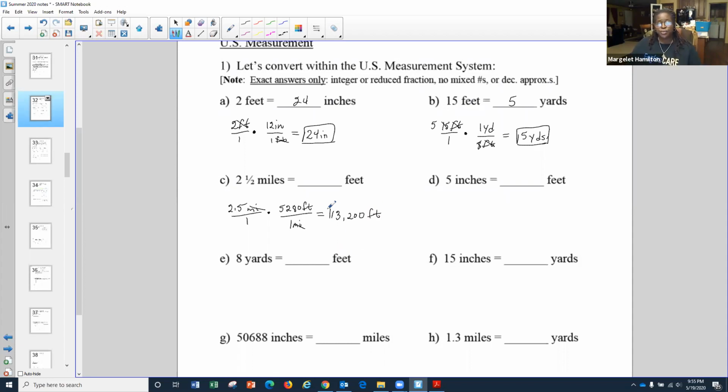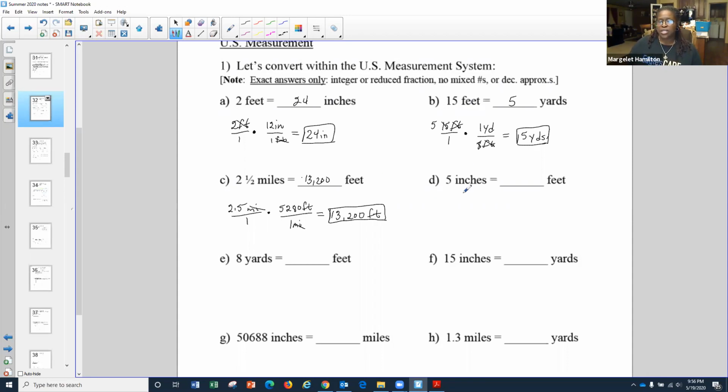Now make sure you use some common thought here. If you put in your calculator and it comes out to be 200 feet, then common sense would tell you there's more than 200 feet in 2.5 miles, right? So you might have put something in incorrectly. You should have a few thousand miles to a few thousand feet. It's logical, okay? So use that as a self-check a little bit.